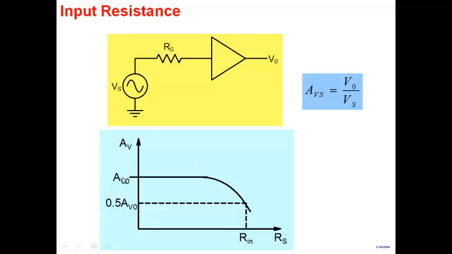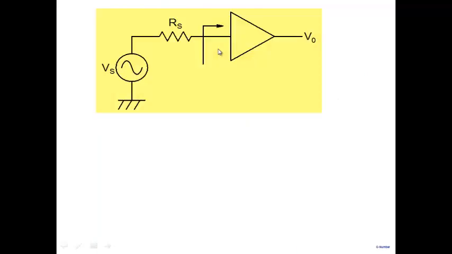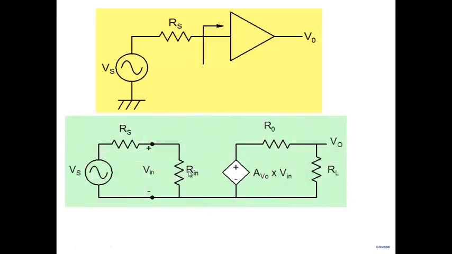So again, this kind of behavior we can explain by building a model for an amplifier when you look at it from the input side. A very simple description of an amplifier when you look at it from the input side is nothing but a resistor. When you look at it from the input side, it appears to your source like a resistor here, Rin. And we call this the input resistance of the amplifier.